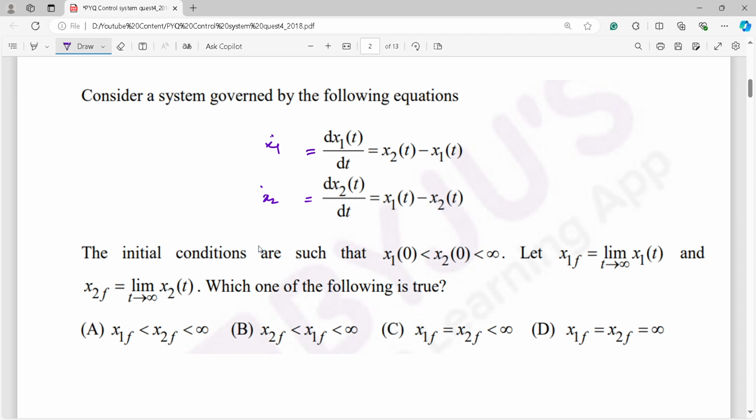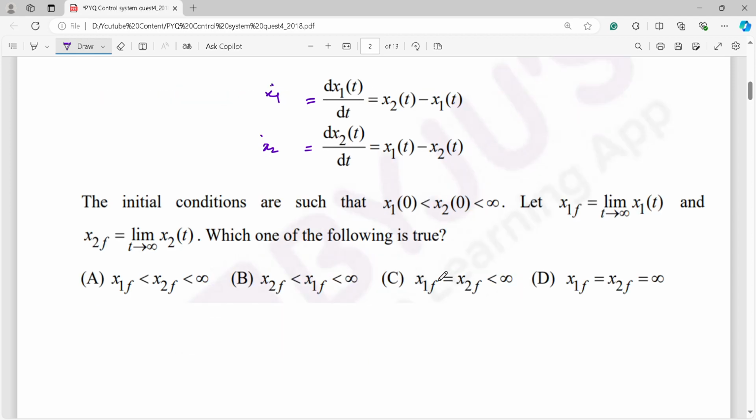Initial conditions are such that x1(0) and x2(0) are less than infinity. So this is also finite. Some value will be there, but actually less than infinity. Let x1f equal the limit as t tends to infinity of x1(t). They are asking for this final state value, and for this, which option is correct?